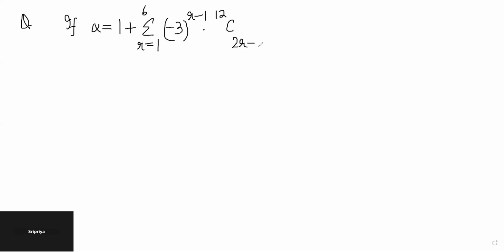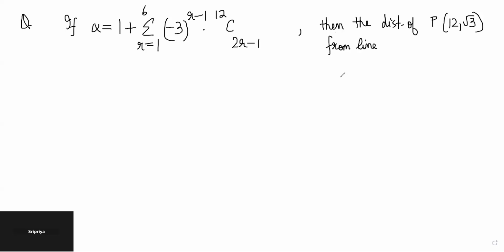The question is saying, if alpha is equal to 1 plus the summation r goes from 1 to 6 of minus 3 to the power r minus 1 times 12c(2r minus 1), then the distance of the point P, which is (12, root 3), from the line alpha x minus root 3y plus 1 equal to 0 is how much?